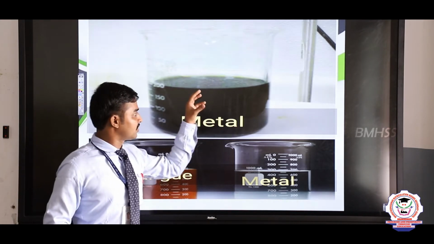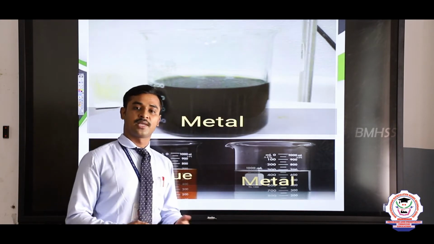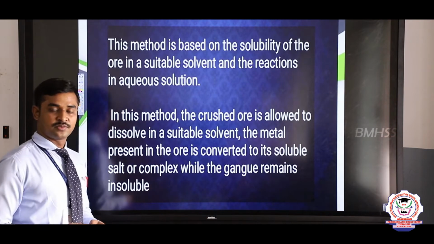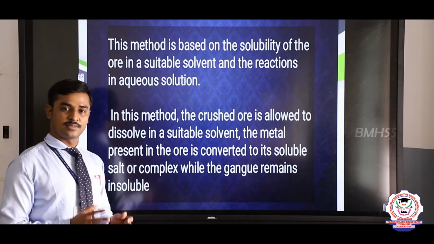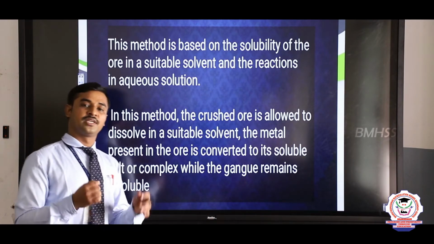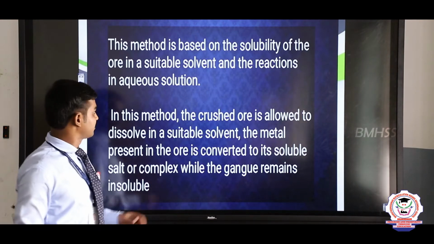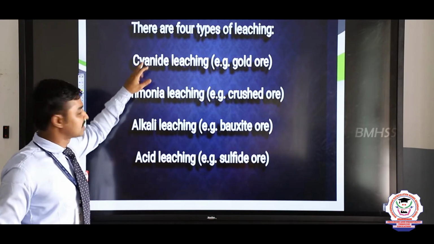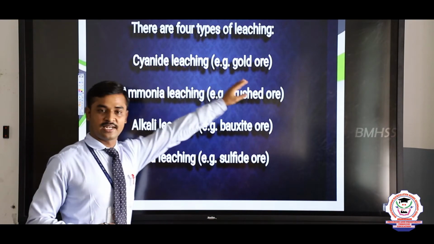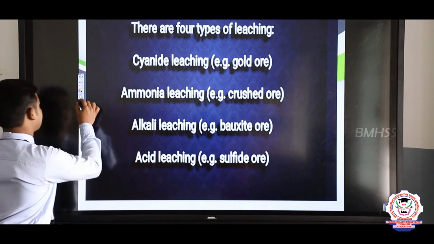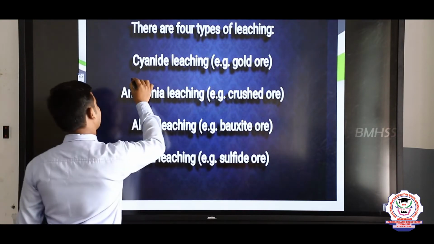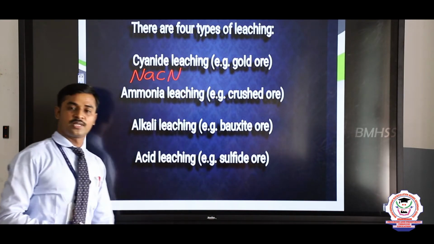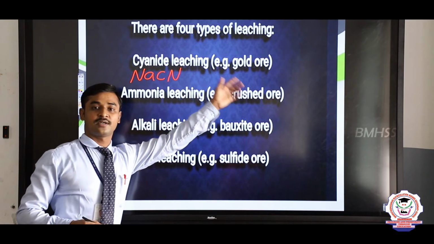To dissolve the metals, we use some chemicals. By using different chemicals, we can differentiate the method. To help dissolving, we crush the ore of the metals. There are four types of chemicals we use here. If you use a cyanide chemical, it is cyanide leaching. We use sodium cyanide, NaCN, as the cyanide chemical, which is used for the gold ore.